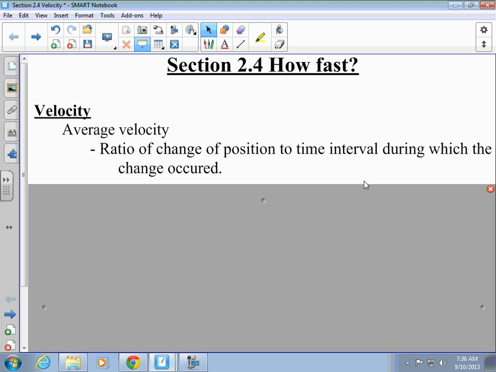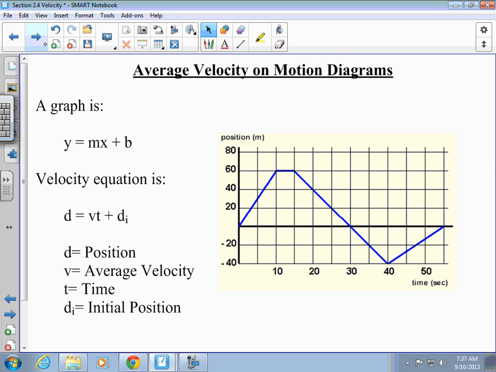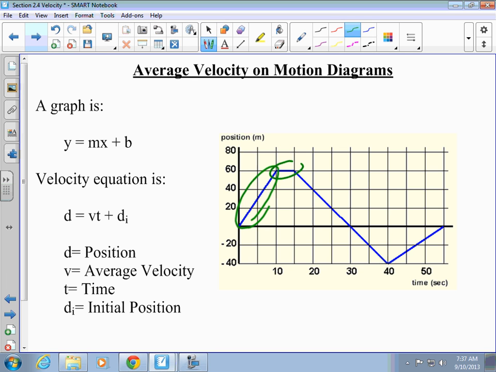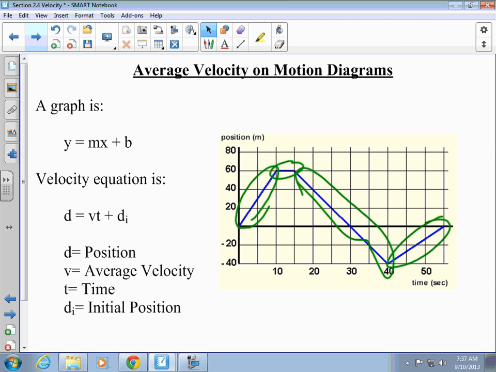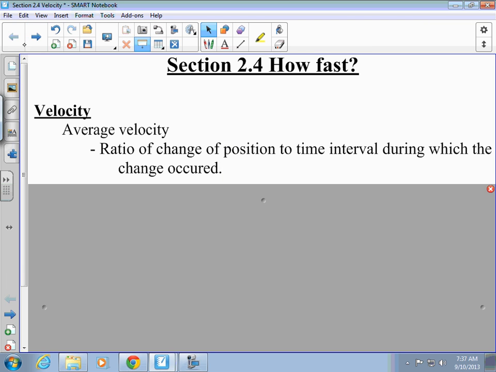The average velocity is the ratio of position to time during an interval in which a change has occurred. So really you're looking at your general slope. If I go to this graph on the next slide, you can figure out your average slope, your average velocity between here and here, here and here, here and here. That's kind of the way you can figure out your average velocity as you go.